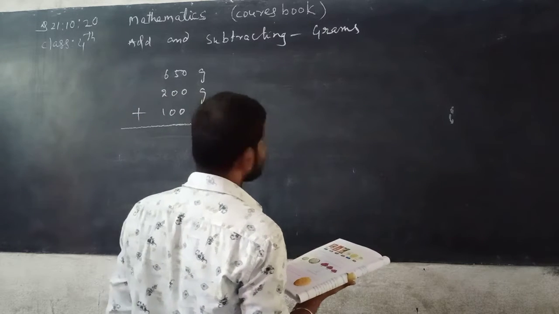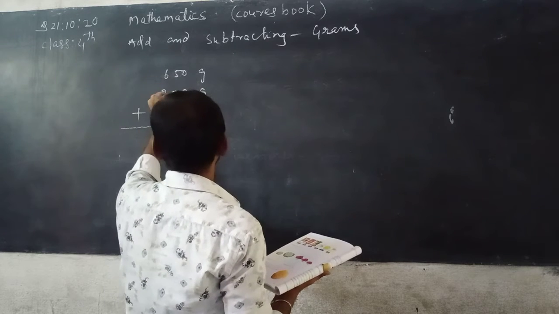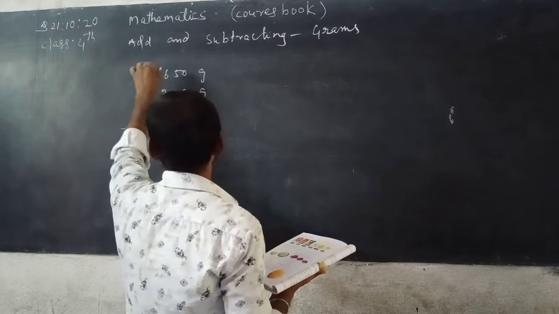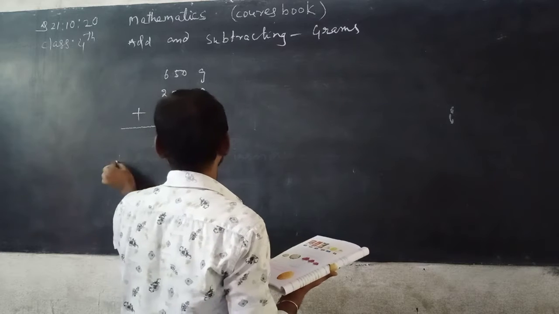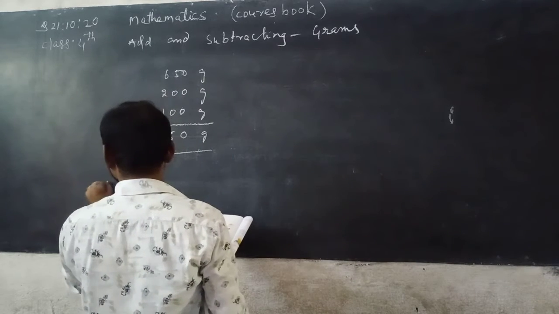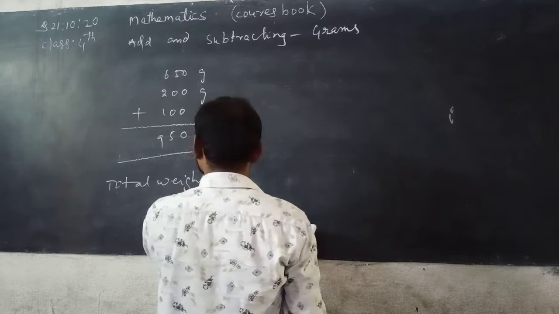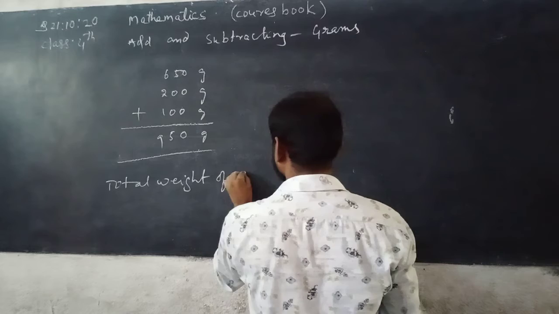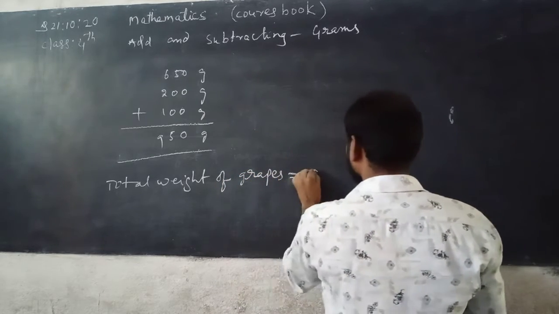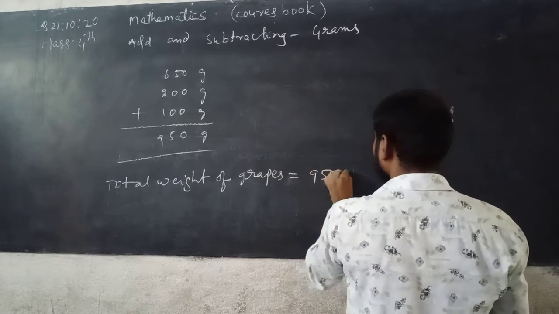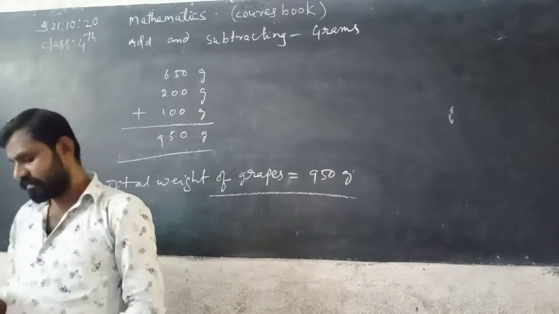First add the digits in the ones place, 0. Next add the digits in the tens place, 5 plus 0, 5. Next add the digits in the hundreds place, 6 plus 2, 8, 8 plus 1, 9. So 950 grams. Total weight of grapes equals 950 grams.